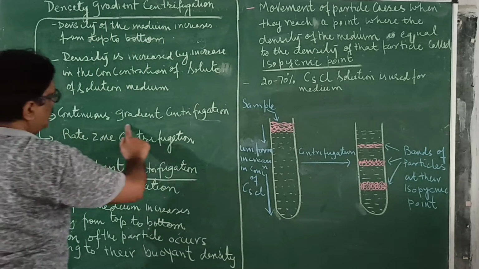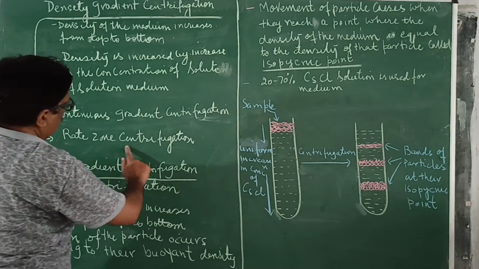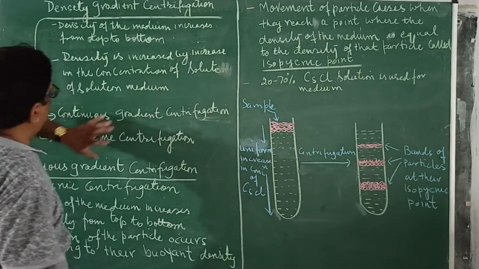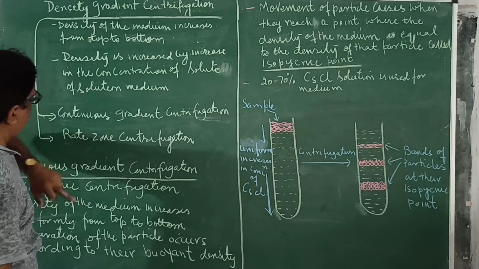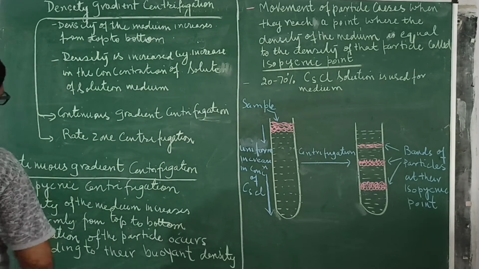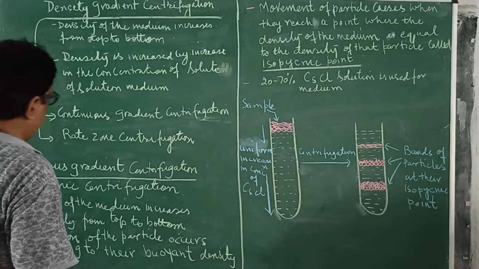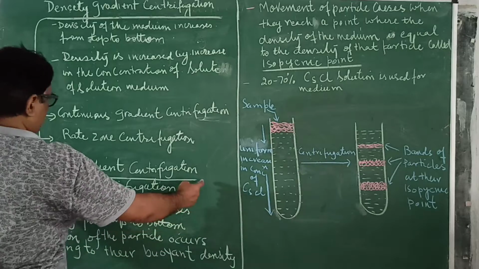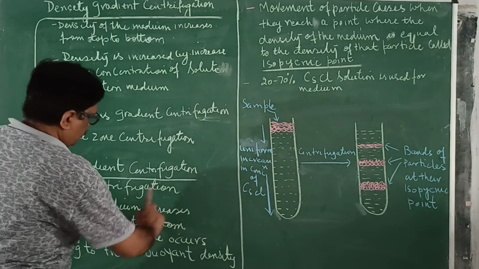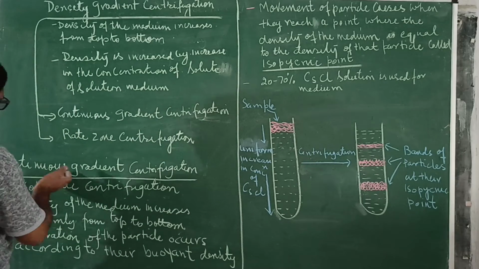In density gradient centrifugation, there are two types: continuous gradient centrifugation and rate zone centrifugation. Today we will discuss continuous gradient centrifugation. Continuous gradient centrifugation is also known as isopycnic centrifugation.